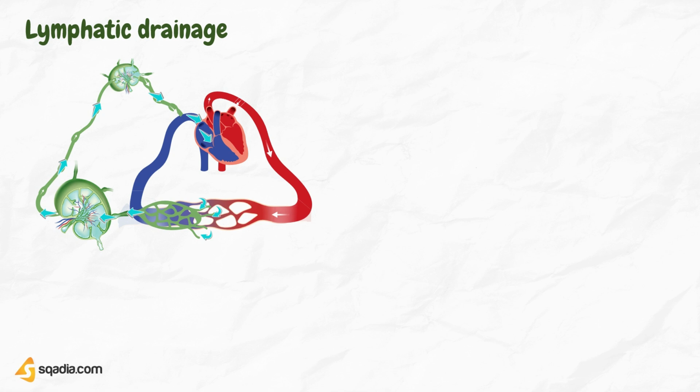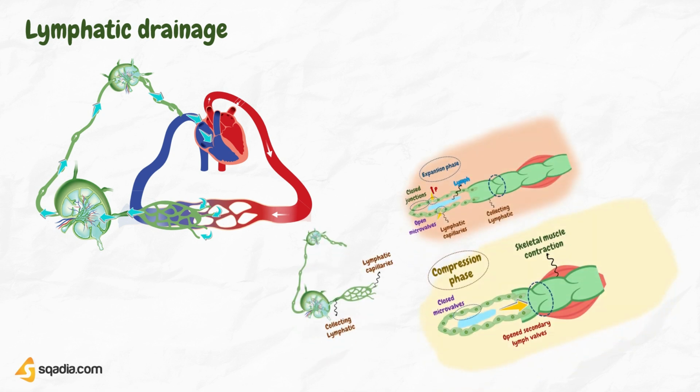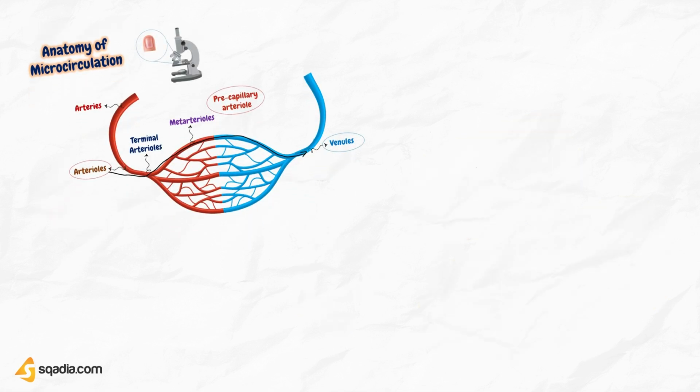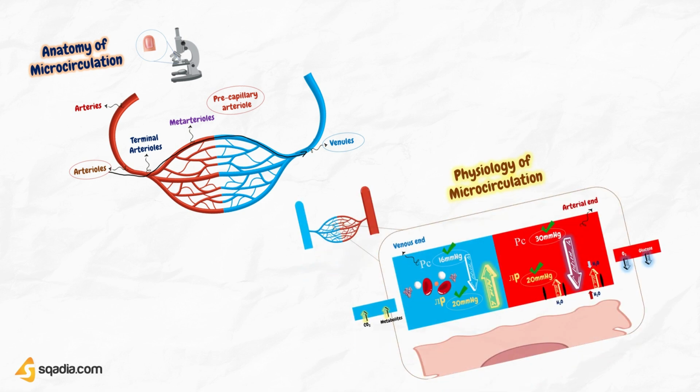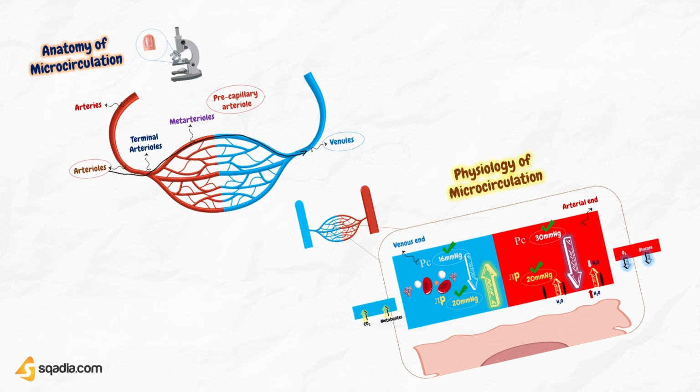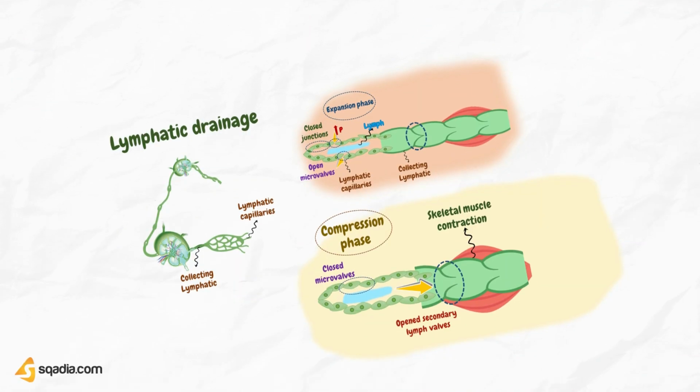So, we have seen that lymphatics play a very important role in drainage of excessive interstitial fluid back to the heart, thus preventing the accumulation of fluid in interstitial space. So, this was all about today's lecture, where we have learned about the detailed anatomy and physiology of microcirculation, and later we learned about the role of lymphatics associated with microcirculation.